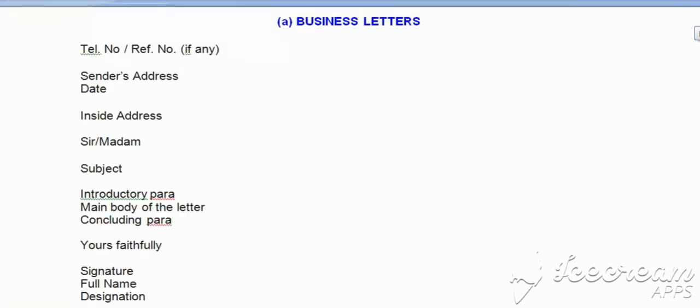You can see how it is written: telephone or reference number in the first line, then the sender's address, date, then inside address, then Sir, Ma'am, subject, introductory paragraph, main body, concluding paragraph, then yours faithfully and signature, name, designation. Right?